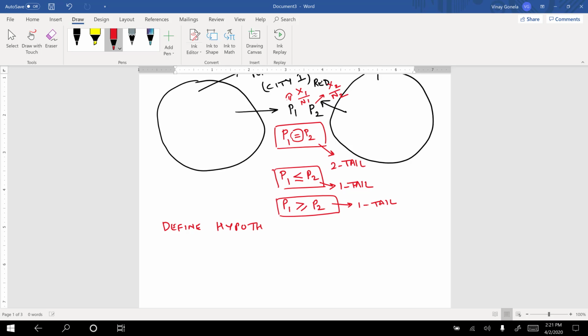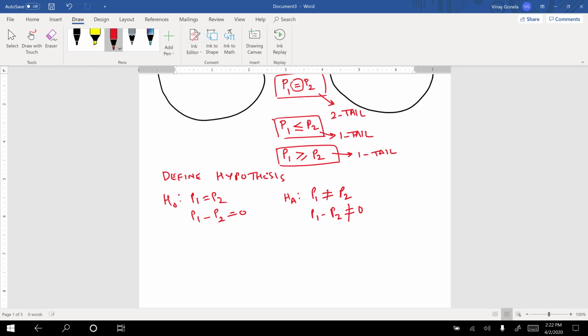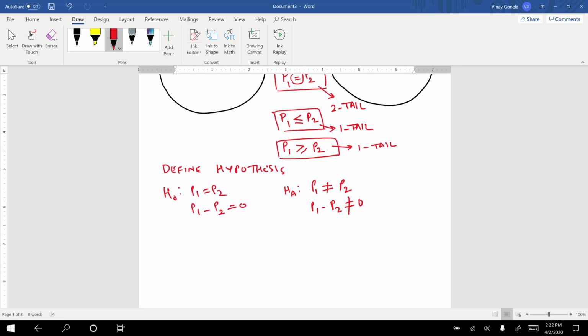Define hypothesis. So the null hypothesis, the first thing that can happen is P1 is equal to P2. This can also be written as P1 minus P2 is equal to 0. So the alternative for this will be P1 not equal to P2. So this means P1 minus P2 is not equal to 0. So that is what can happen. Again, this is a two-tail problem.